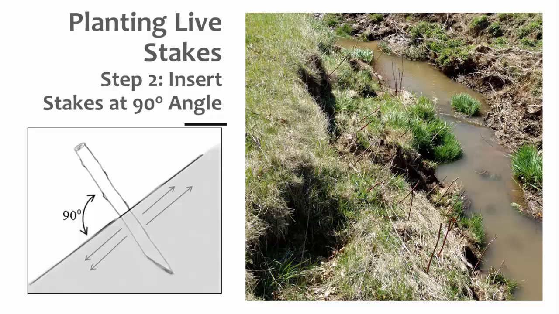Remember to plant the live stake with the angle cut side down. Planting your live stakes upside down will decrease their survival. Make sure that there are nodes both underground and above ground, allowing for root growth and leaf growth. Try to plant the stakes so more of the length is underground than above ground.